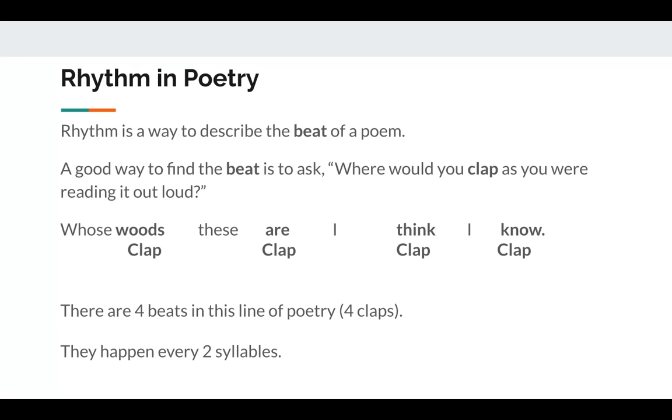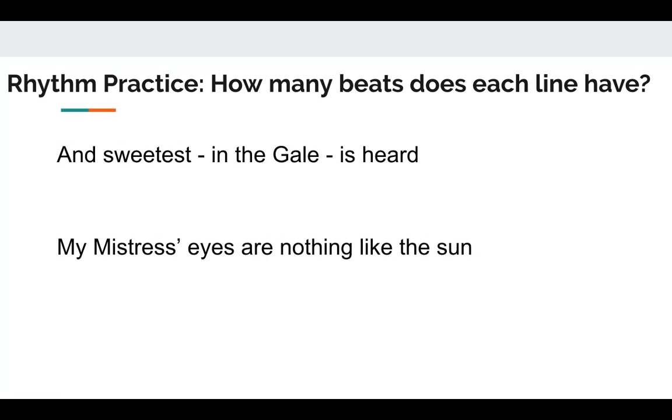Whose woods these are. So it sounds weird to do it the other way. I will talk a little bit later about poems that do this a different way and what that means. So let's practice this one. How many beats does this line have?